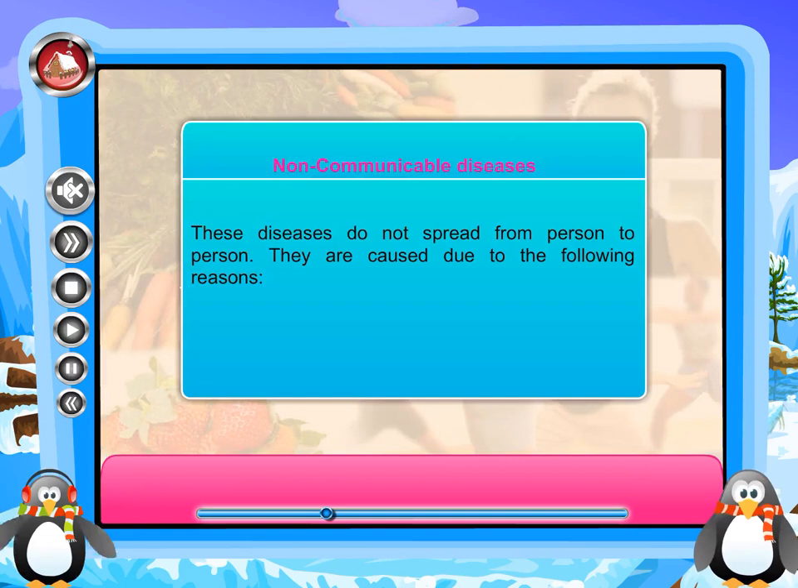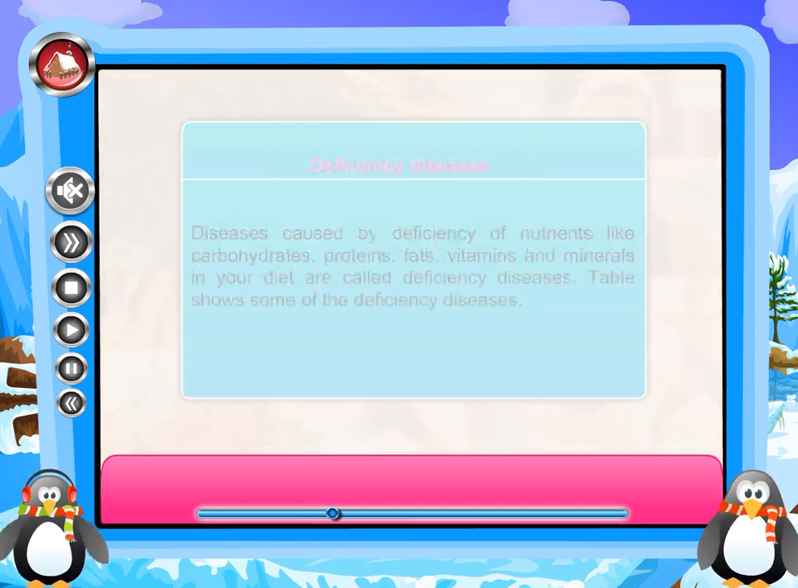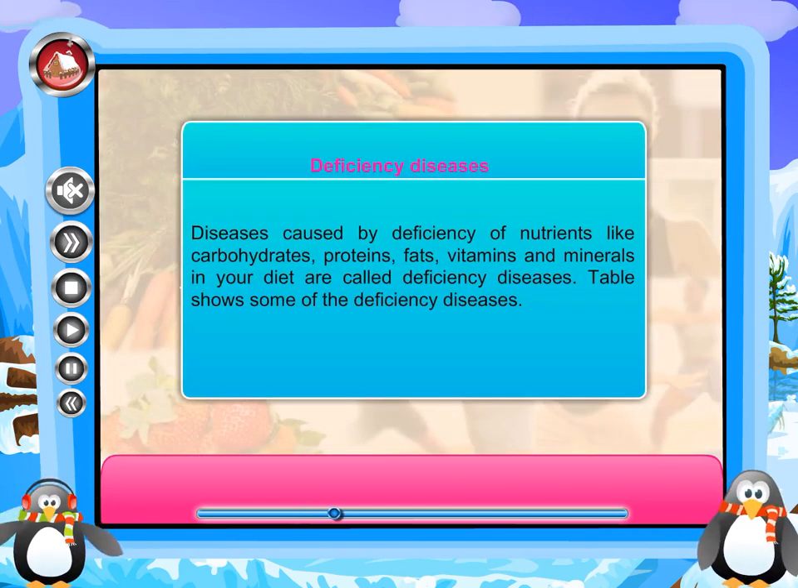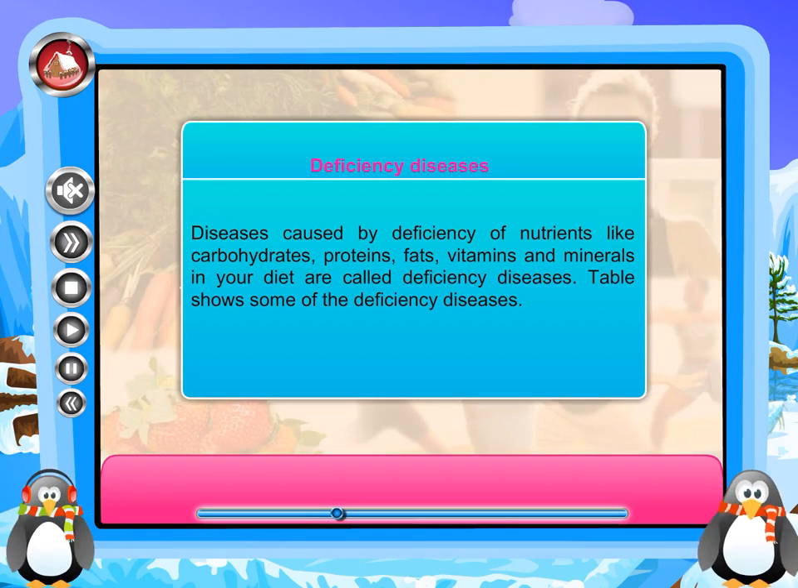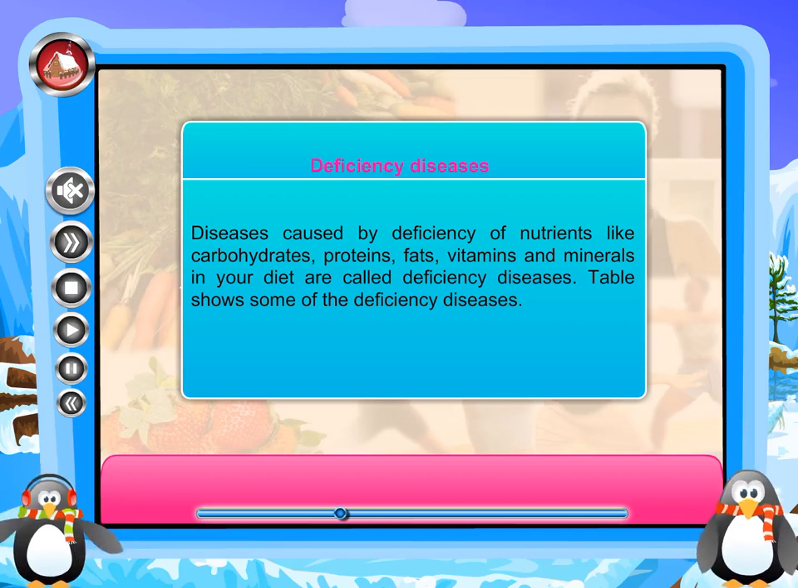Non-communicable diseases. These diseases do not spread from person to person. They are caused due to the following reasons. Deficiency diseases. Diseases caused by deficiency of nutrients like carbohydrates, proteins, fats, vitamins and minerals in your diet are called deficiency diseases. Table shows some of the deficiency diseases.